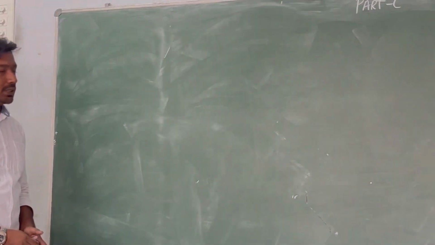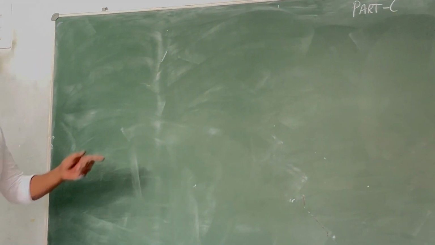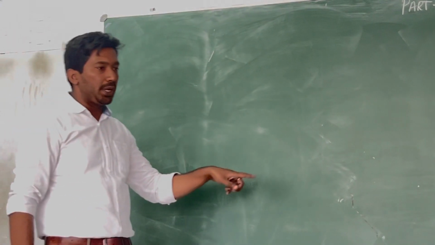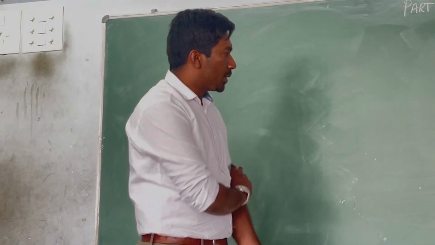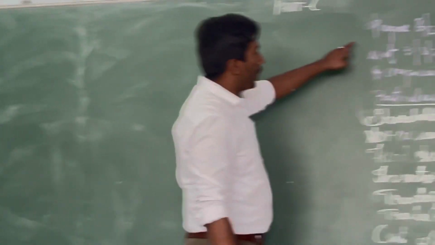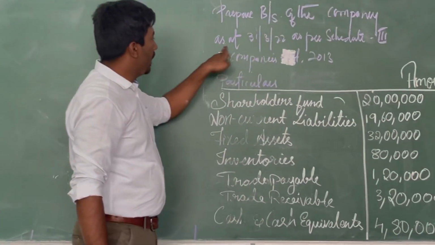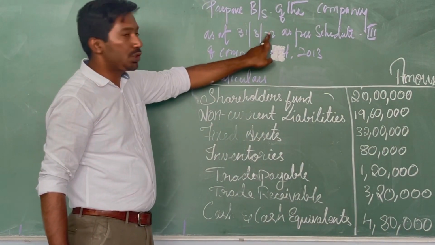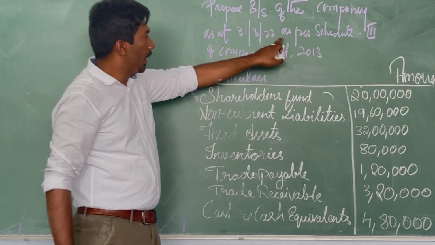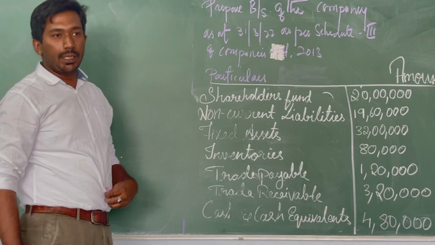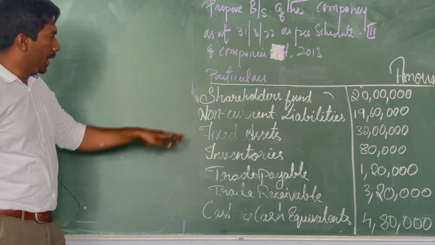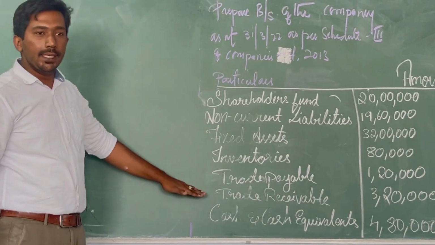Yeah, if possible, I'll make one more video on this particular problem, taking two other examples. So see here again, they have given: prepare the balance sheet of the company as at 31st March 2022 as per Schedule 3 of the Companies Act 2013. Here they have given you particulars and amount.